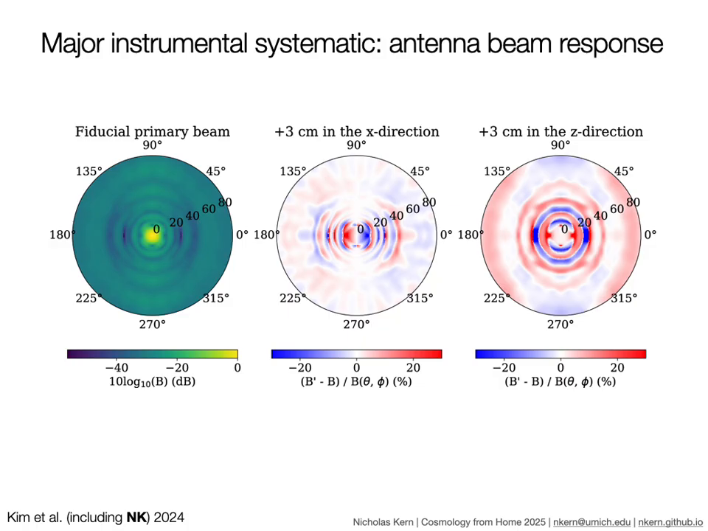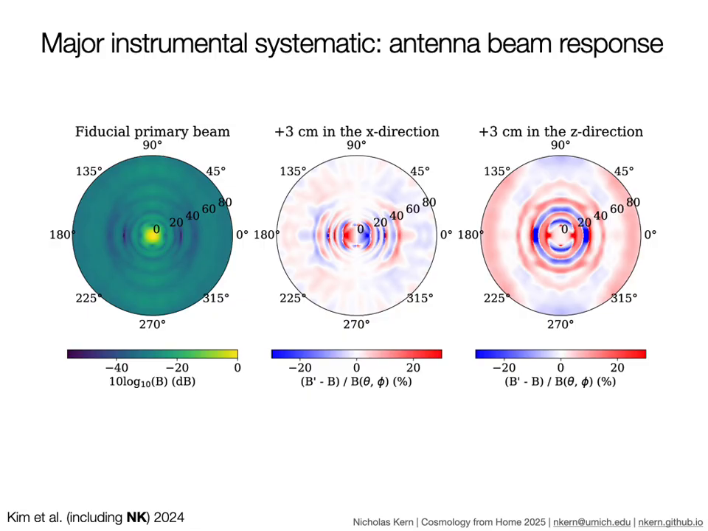Okay, so let me motivate the instrumental systematic that I look at specifically in this paper. And this is one of our leading systematics, which is the chromatic nature of our antenna primary beam. So this was a study led by an MIT PhD student last year, Honggun Kim. He's showing the antenna response for HERA on the left here, and then how that response changes when you make reasonable perturbations to the antenna in the field, like moving the feed in the X and Z direction.